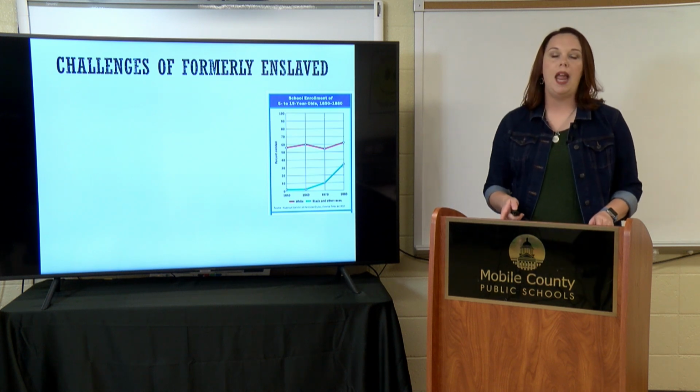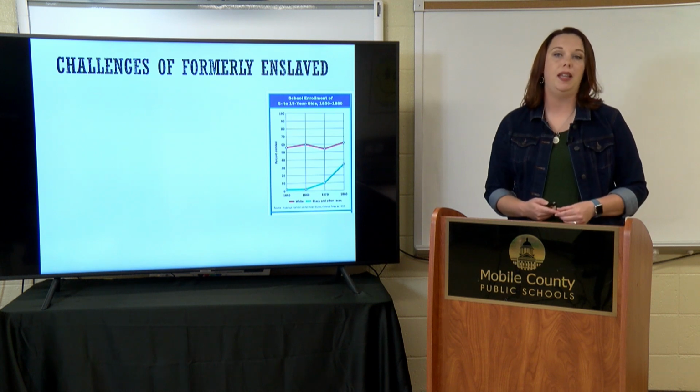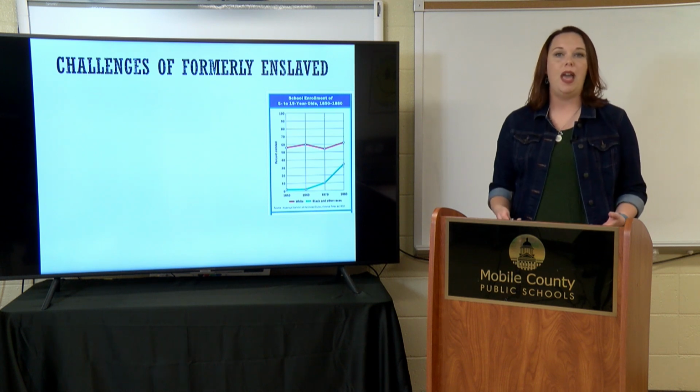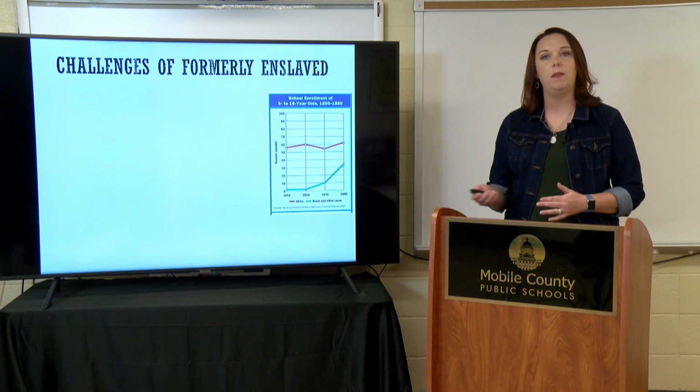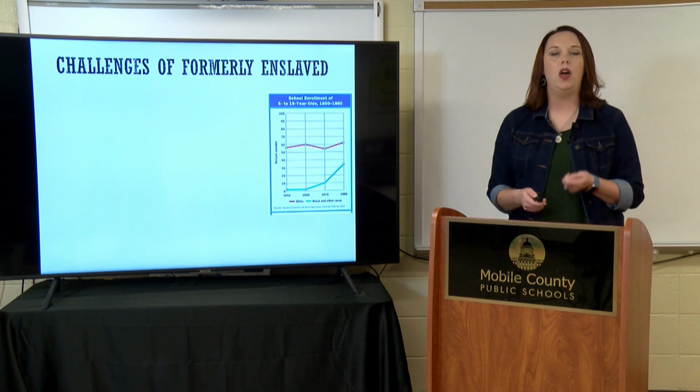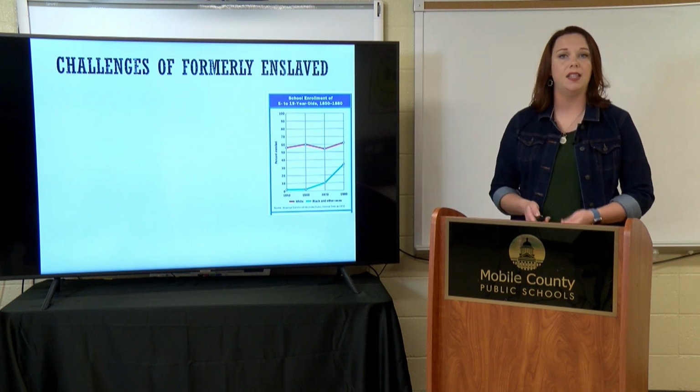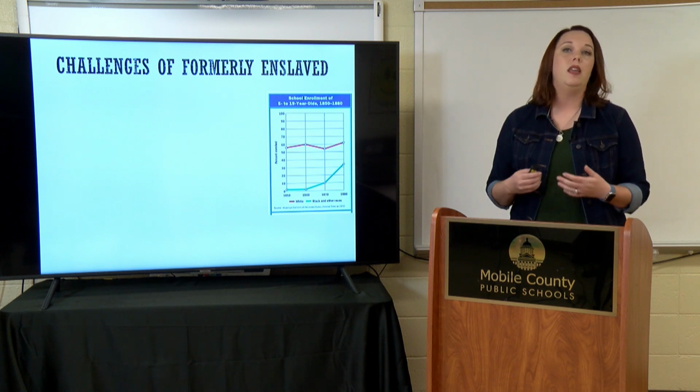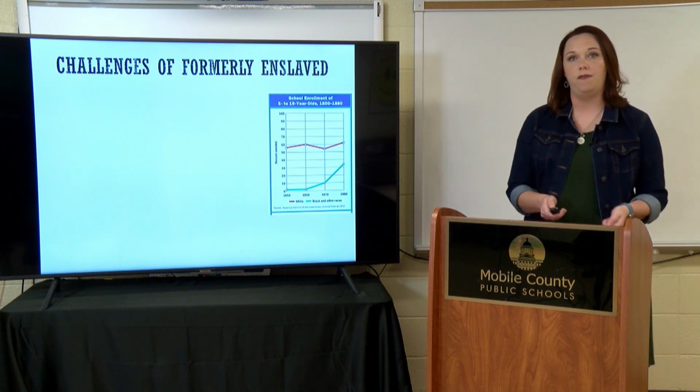There are several important acts or amendments that we talked about last week that afforded rights to African Americans, such as the 13th Amendment that abolished slavery, the 14th Amendment that offered them rights as citizens of the United States, and then finally the 15th Amendment that offered African American males the right to vote.